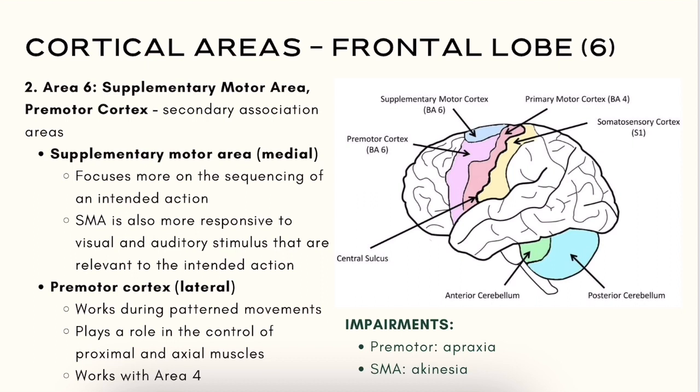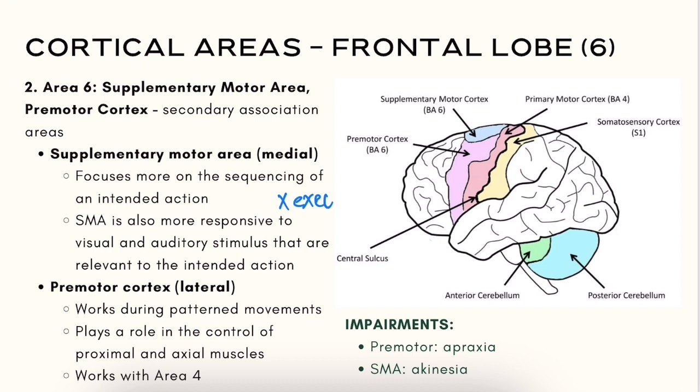So our SMA, again, is for sequencing. This regulates the somatosensory input into the motor cortex. Now, this does not include the execution of the action. So no execution for this one. It's all about sequencing and planning. And then we have our premotor cortex, which is found laterally. This works during patterned movements, and this initiates with our primary motor area. So this works closely with our PMA in area 4.